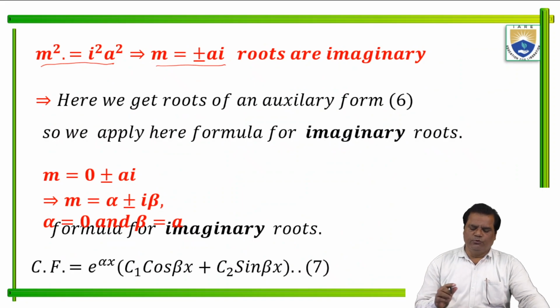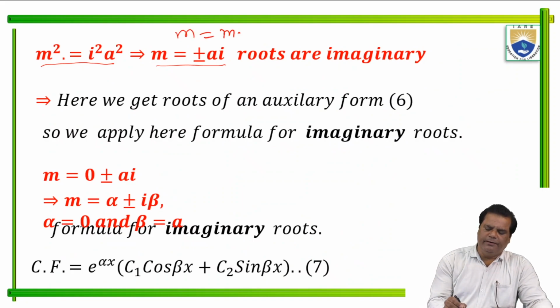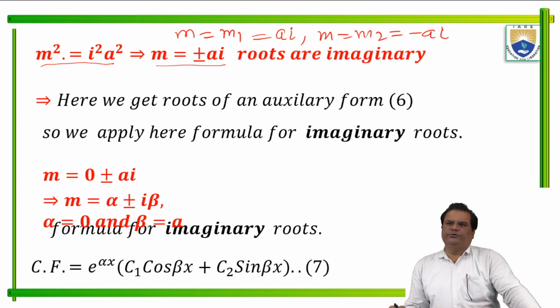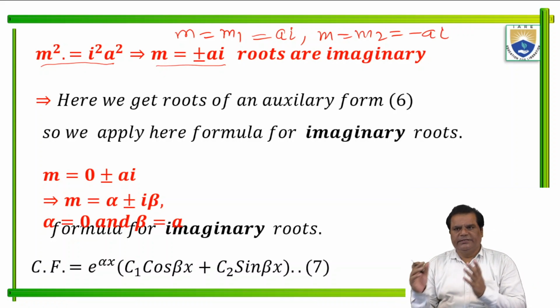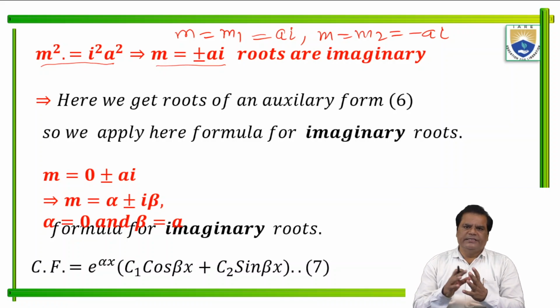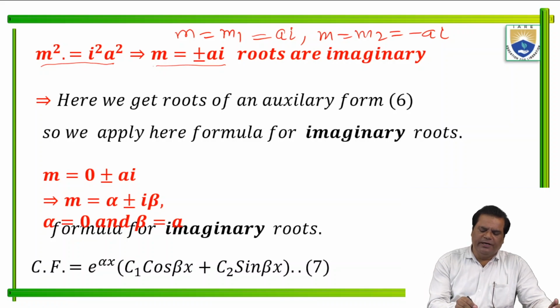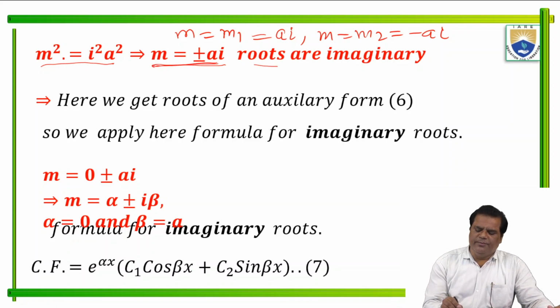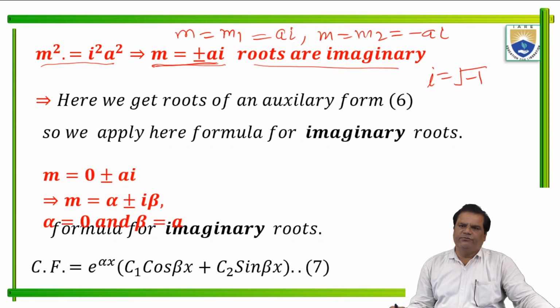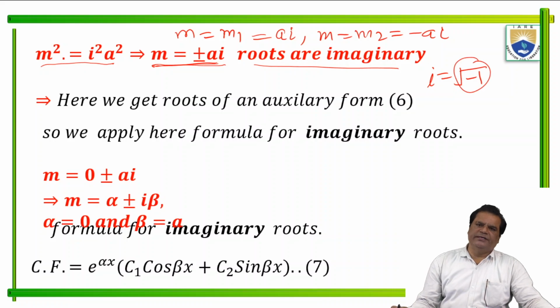So we get two roots: m1 equal to ai and m2 equal to minus ai. One is the positive root, the other is the negative root. The value is the same in both roots, but one is positive and the other negative, so we can say plus minus. So m equals plus minus ai. The roots are imaginary here because i is present. i is iota, the value of root minus 1, which is an imaginary number.